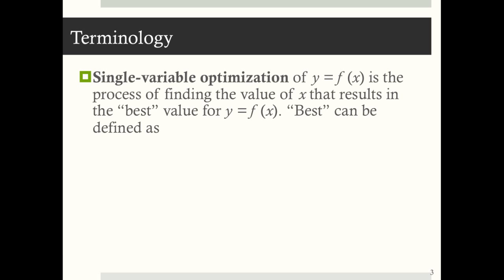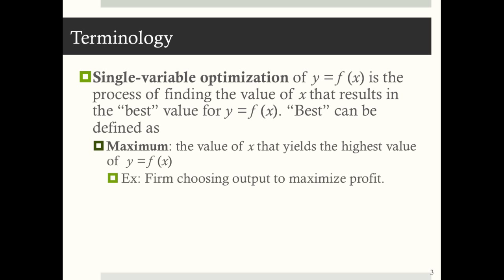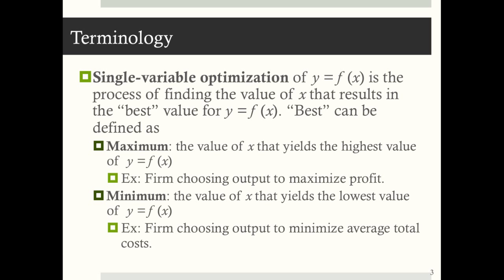Single variable optimization of a function y equals f of x is the process of finding the value of x that results in the best value for y equals f of x. And best can be defined as either a maximum, which is the value of x that yields the highest value of y equals f of x, for example, if I'm choosing output to maximize profit, or best can be defined as a minimum, the value of x that yields the lowest value of y equals f of x. For example, a firm choosing output to minimize average total costs.